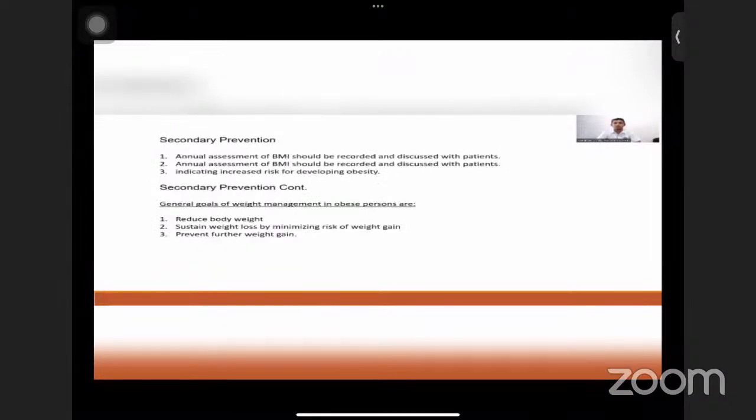Secondary prevention. Annual assessment of BMI should be recorded and discussed with patients, indicating increased risk for developing obesity. Secondary prevention, control. Goals of weight management in obese persons are to reduce body weight, sustain weight loss by minimizing risk of weight gain, and prevent further weight gain.